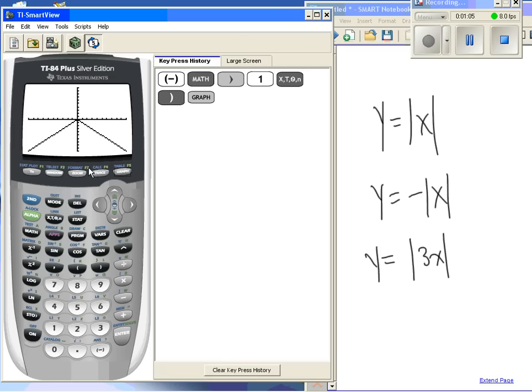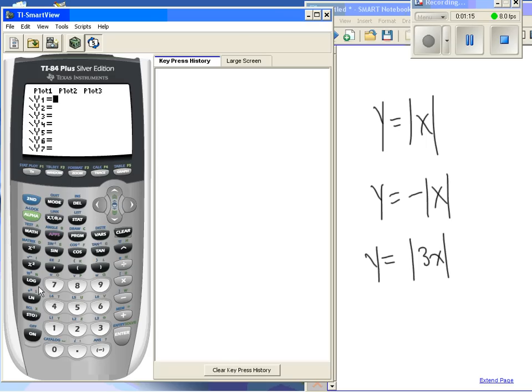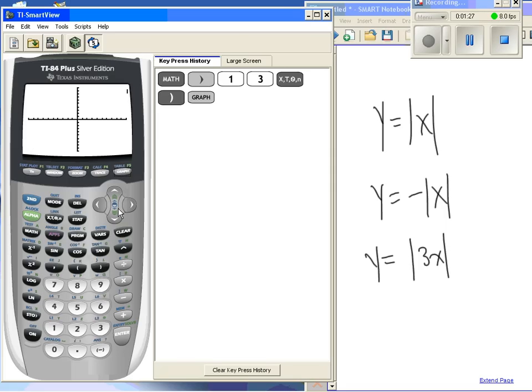If I'd like to punch in y equals the absolute value of 3x, go to the y equals menu, clear it out. Math, slide over to number, choice one, 3x, close off parentheses, hit graph, and there's your absolute value graph.